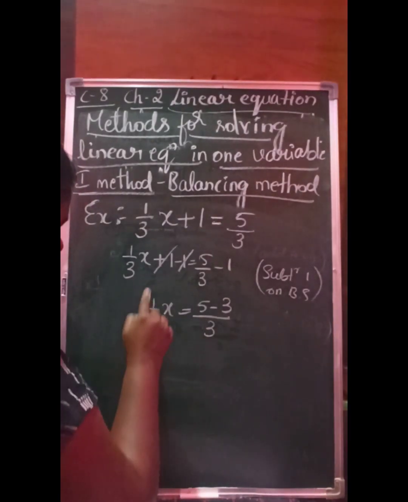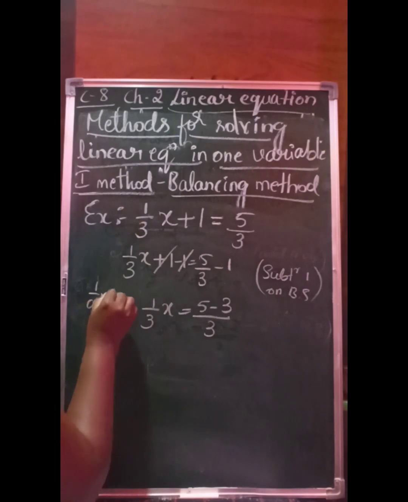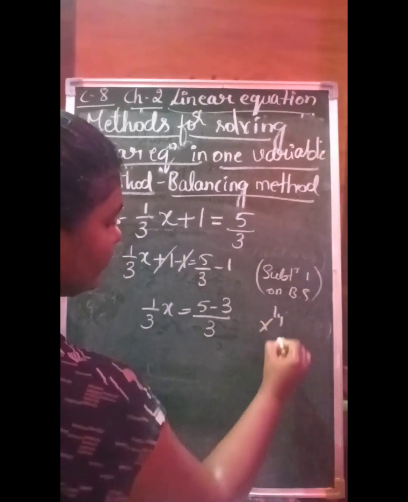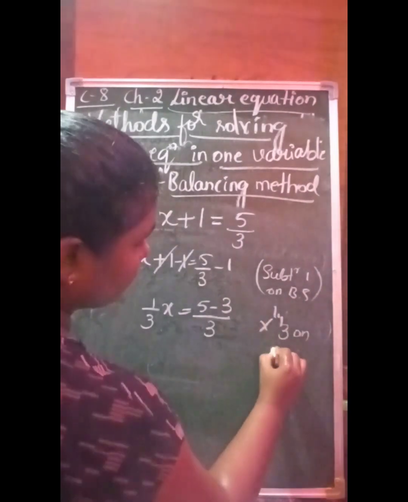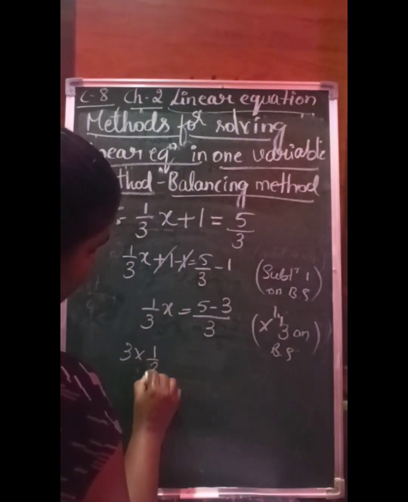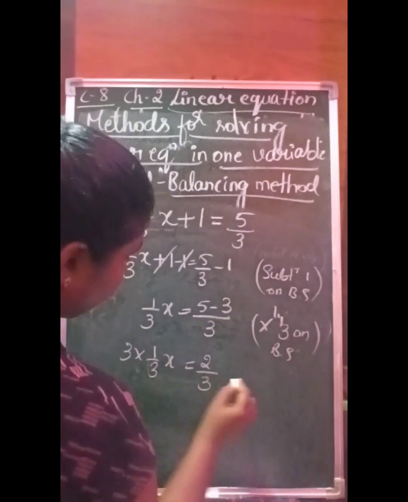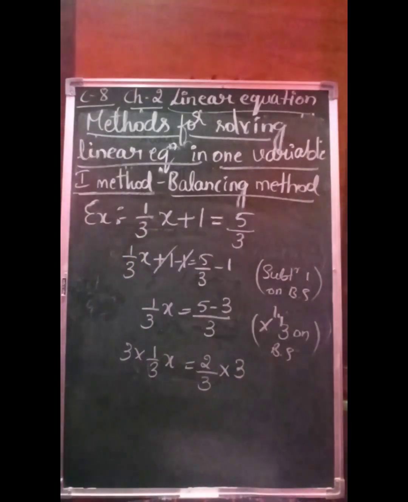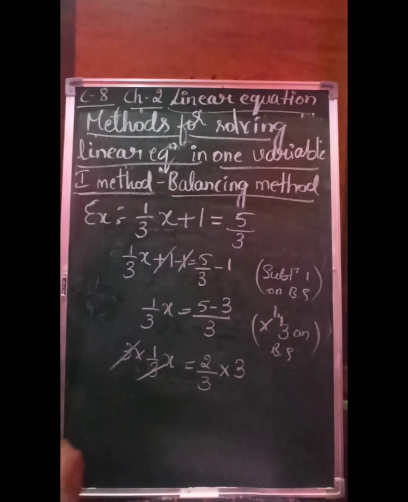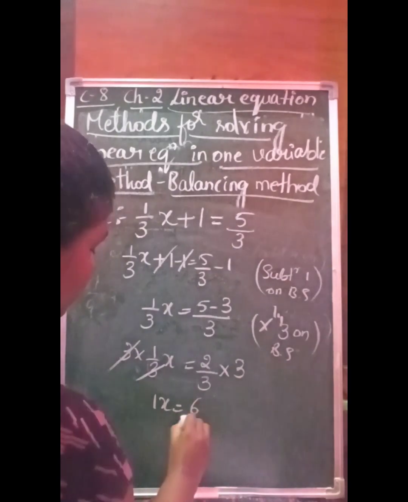Now I want to cancel this 1 by 3, right? As we know, if they give a number, to cancel it I have to consider the reciprocal. If they give the reciprocal, I have to consider the number. So here I want to cancel 1 by 3, so I will multiply by 3 on both the sides. So 3 into 1 by 3 x equals, here 5 minus 3 is 2, 2 by 3 into 3. So here 3 will get cancelled, you are left with 1x, and here 2 into 3, 6 by 3.